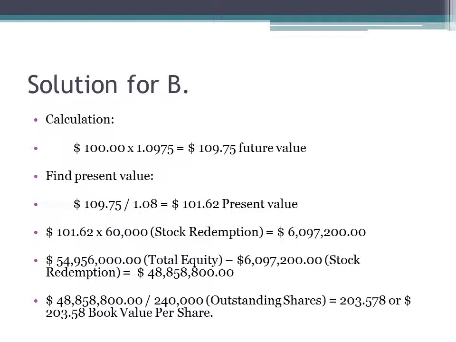Question 1B had asked us to find the value per share on January 1, 1993. The calculations include finding future value, present value, and the current book value per share. Once the calculation was done, we came to the conclusion of $203.57 as the book value per share.